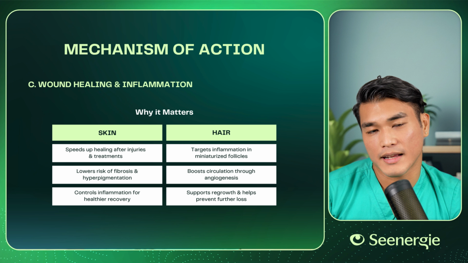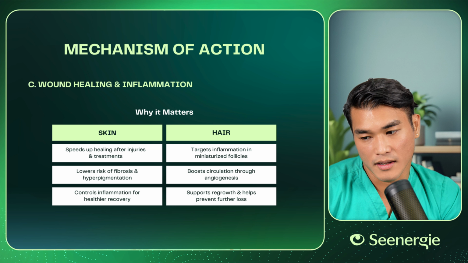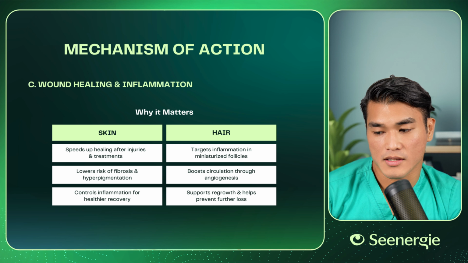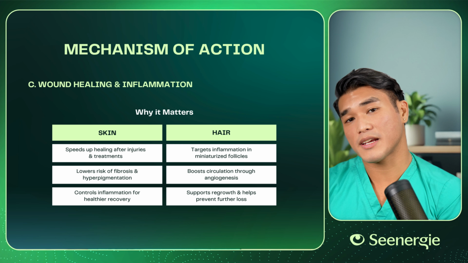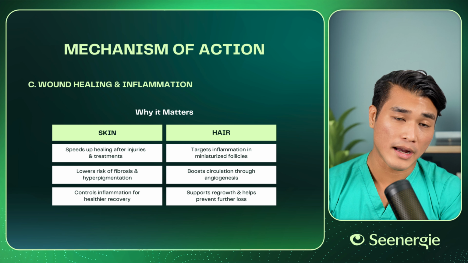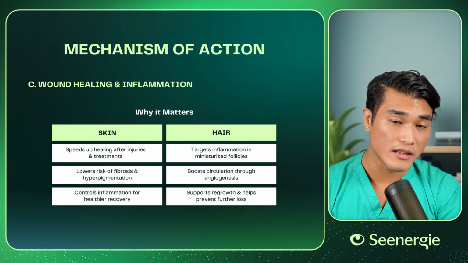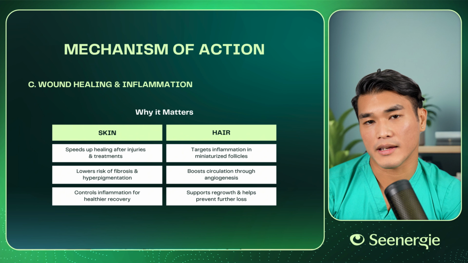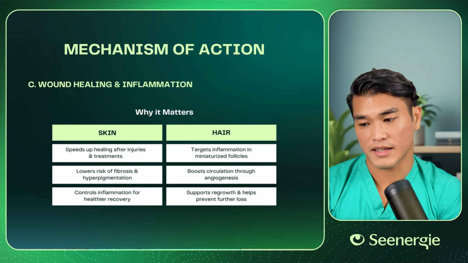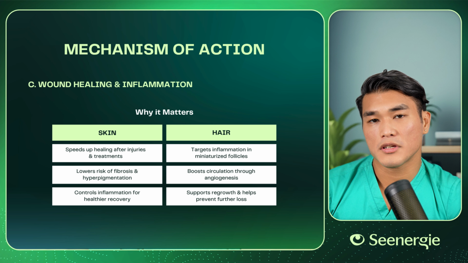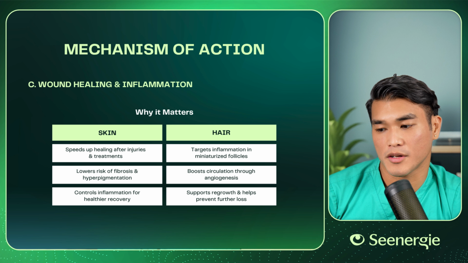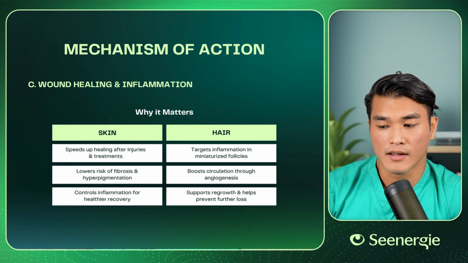And why does this matter again for the skin and the hair? For the skin, it accelerates your healing from injuries and micro traumas. That's why GHK-Cu is also highly recommended after you have traumatic or ablative procedures like microneedling or carbon lasers and stuff like that. It reduces the risk of fibrosis, or stiffening, and hyperpigmentation by controlling the inflammation.